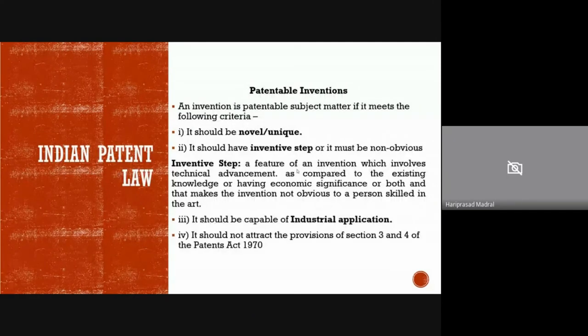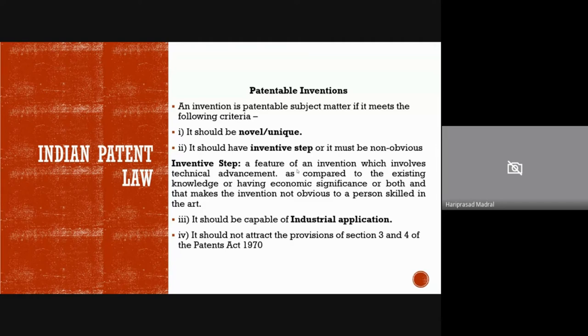Now we'll come to the Indian patent law. In the Indian patent law, the entire Patents Act 1970 is divided into several chapters, and there are 100 plus sections covering various areas of procedure, drafting, and conditions of inventions for patentability and non-patentability.